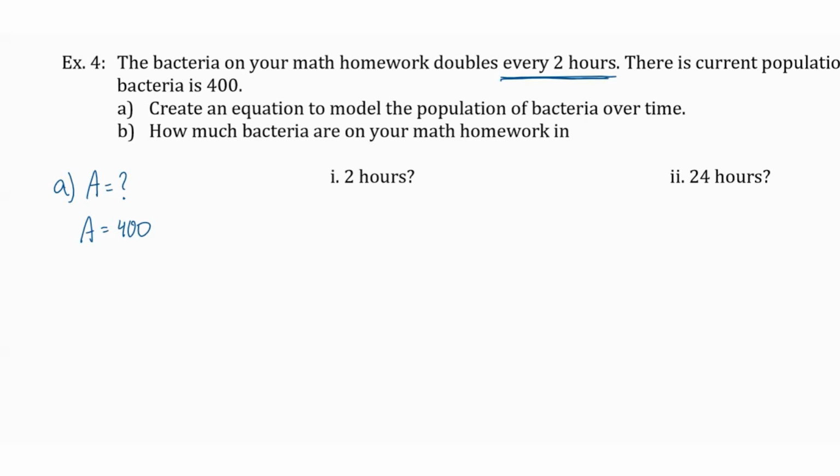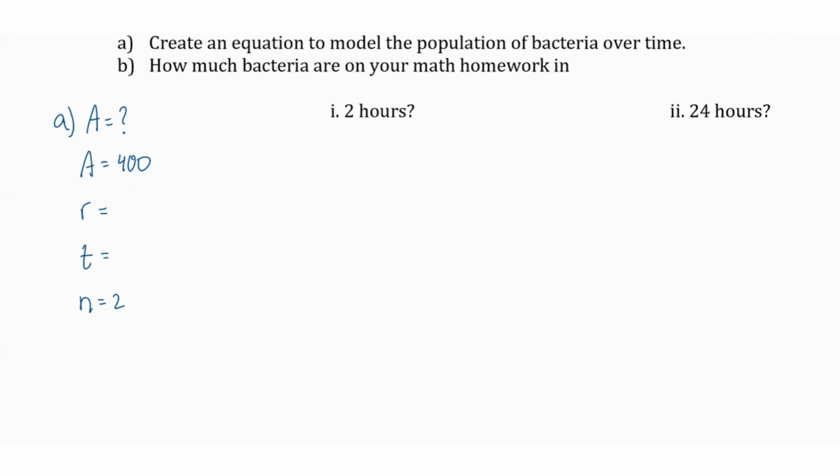I'm going to leave the rate blank for a minute. Okay, we're going to come back to that. T, again, we're going to have a couple of different T's. And n is 2. So this is the first time we've had an n value that's not 1. So it's going to be 400 times something to the t over 2.